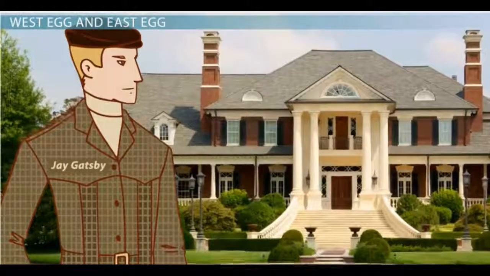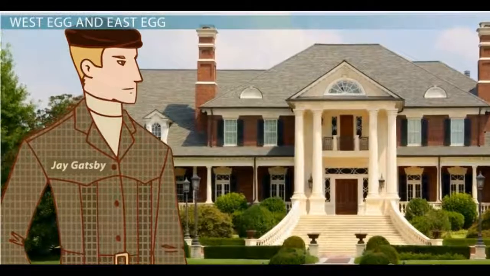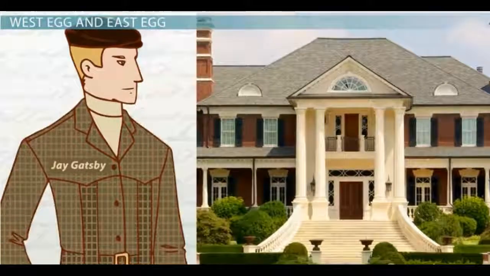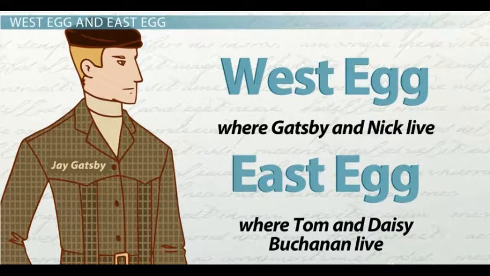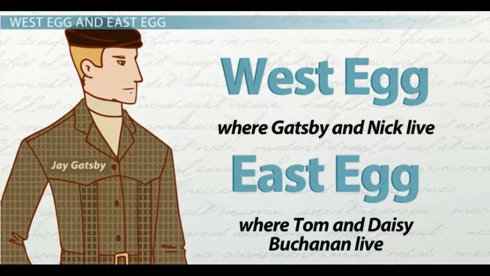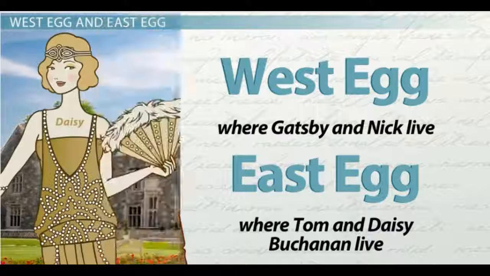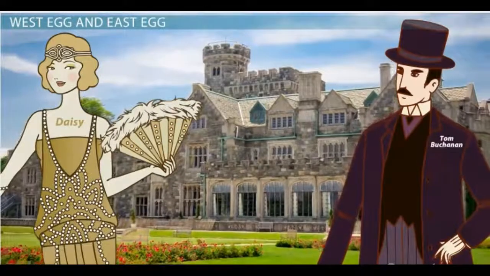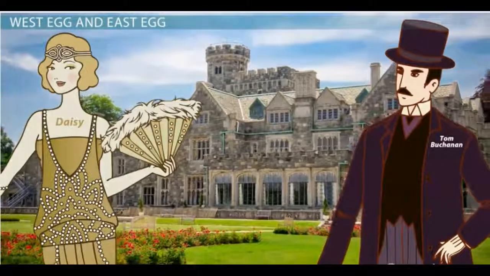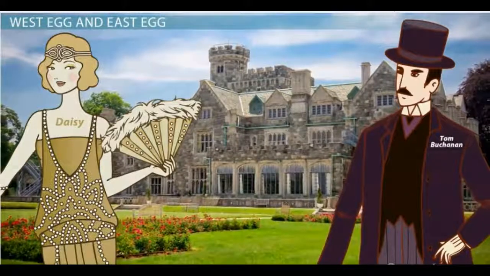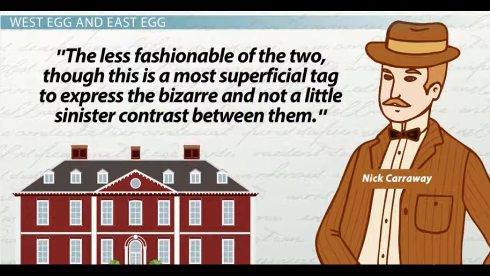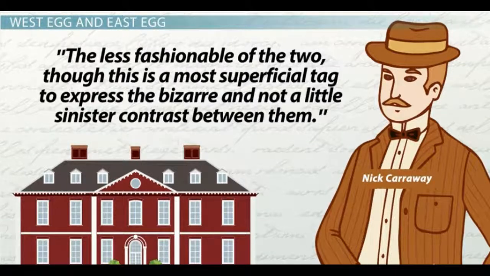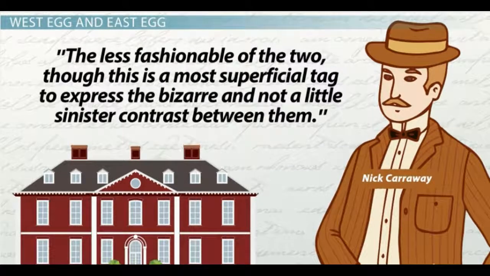Gatsby's house is symbolically important for its location. A large part of the book takes place on the twin peninsulas of West Egg, where Gatsby and Nick live, and East Egg, where Tom and Daisy Buchanan live. Though Fitzgerald gives them fictional names, they are based on real locations: the peninsulas of Cow Neck and Great Neck on Long Island, approximately 30 miles from New York City. Nick describes West Egg as the less fashionable of the two, "though this is a most superficial tag to express the bizarre and not a little sinister contrast between them."